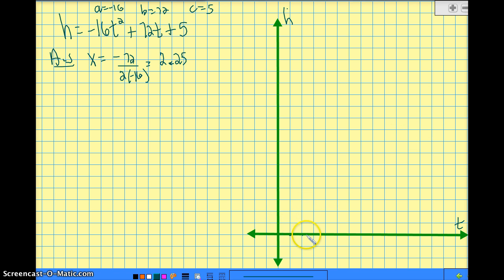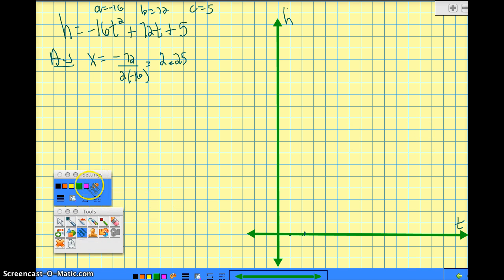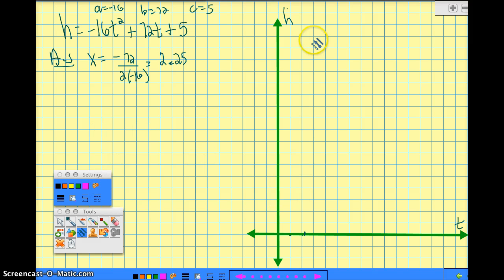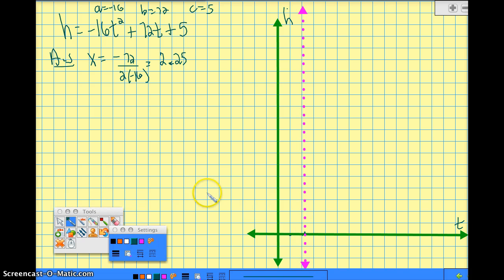That would be 1, 2, right about here. So let me go ahead and draw my line at right around 2.25, roughly speaking. And then we're going to find the vertex, which is going to be 2.25 comma something.